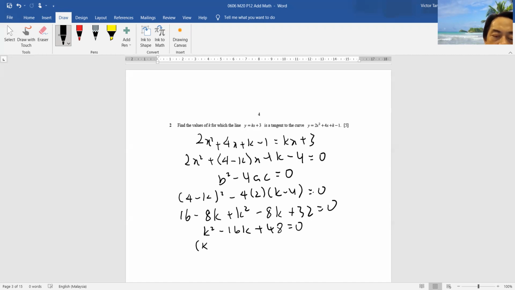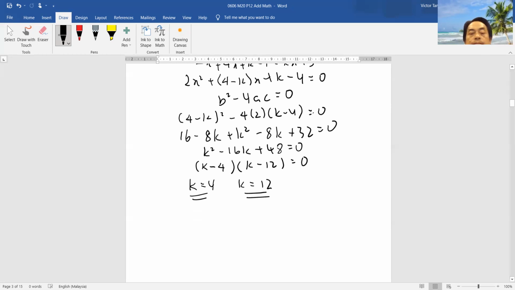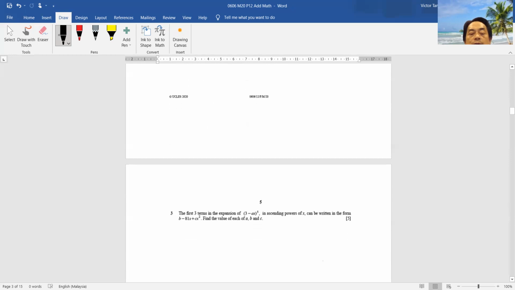Factorizing, you get (k minus 4)(k minus 12). So, okay, we're nearly there. k is 4, it's one of the solutions. Okay, k equals 12 is the other solution. There we have it solved.